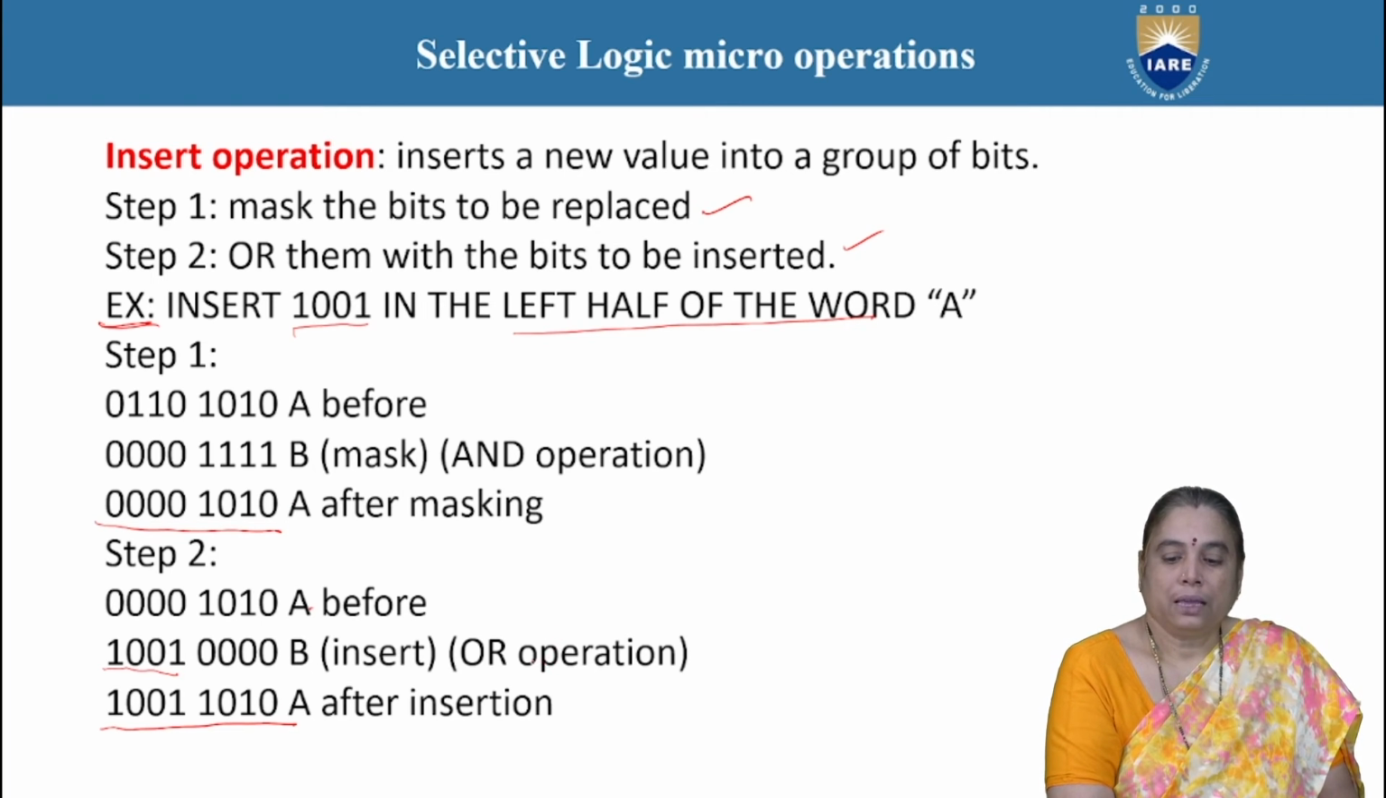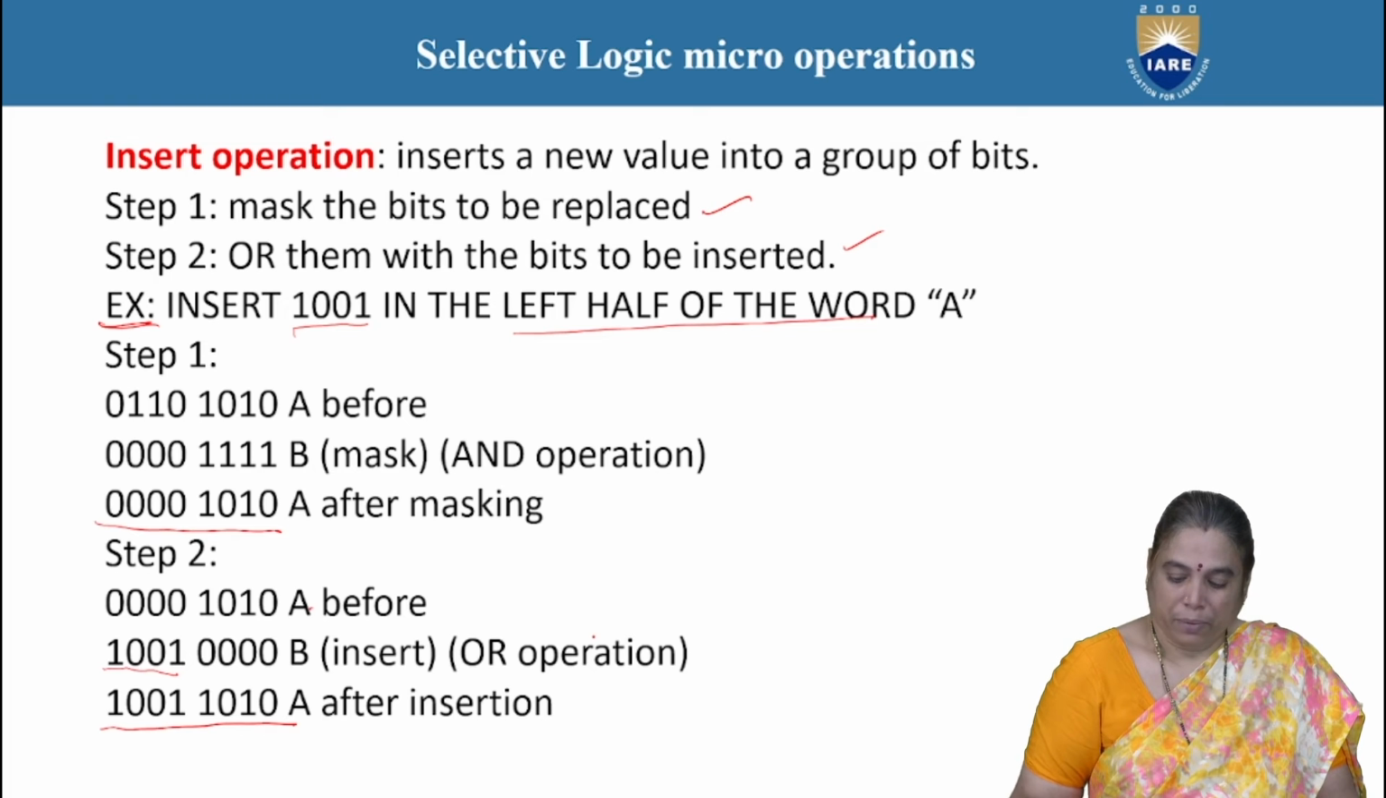The insert operation inserts a new value into the group of bits, and it involves two steps. The first step is to mask the bits to be replaced. The second step is to OR them with the bits to be inserted. So this is the insert operation.